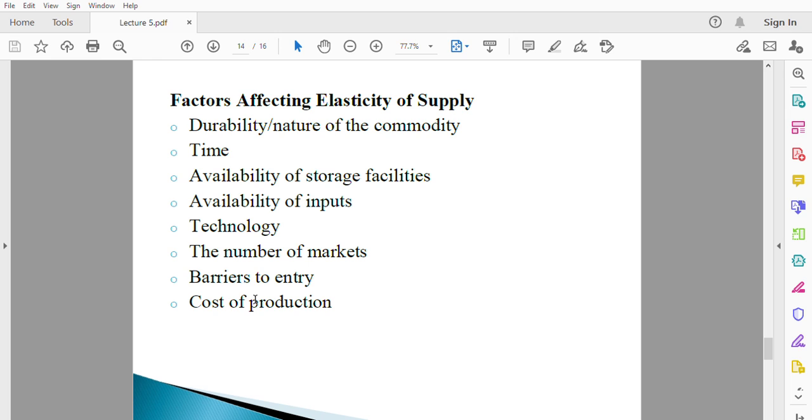The last thing is cost of production. If it is very expensive to produce the commodity, then even an increase in price will not result in a greater percentage increase in quantity supplied, because it's too expensive to produce. So the higher the cost of production, the lower the elasticity. If the cost of production is high, then supply will be fairly inelastic, and vice versa.